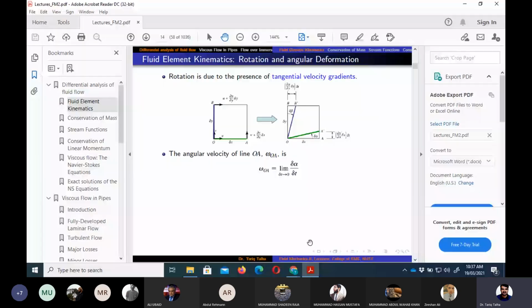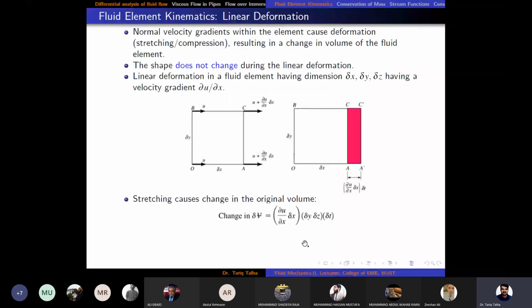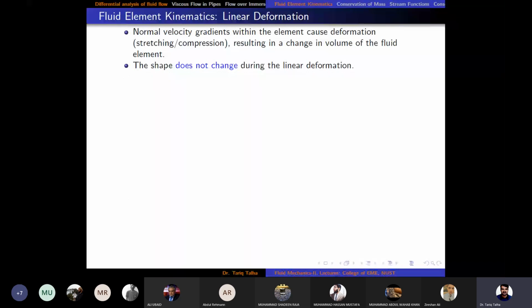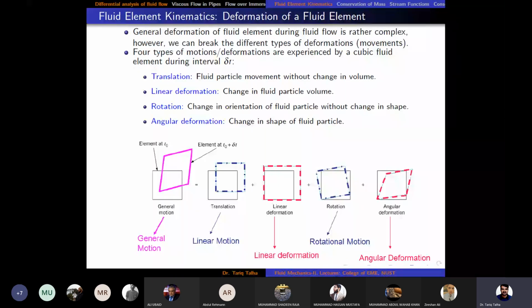So if we can quickly recap what we discussed in the last class, we started with the fluid element kinematics, and in that we discussed that there are four types of deformation of a fluid element when it flows through any flow. These four types of deformations are number one, translation. Then we have linear deformation, then rotation, and the last one is the angular deformation.